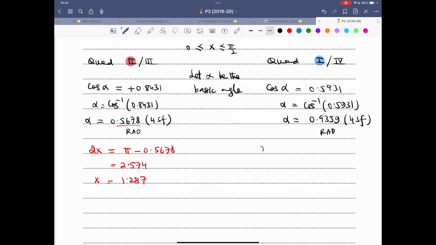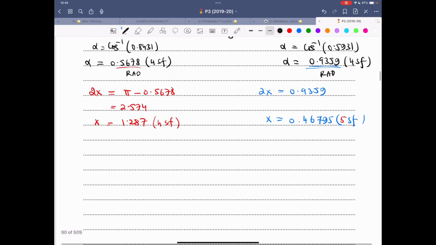Over here, we will write 2x equals, it's in the first quadrant, that is 0.9359. Therefore, x is half of that. I misread this thing, so let me highlight it. Therefore, x is 0.46795. This is more than 4SF, so that doesn't make a difference. Let me write 5SF over here. Even if it's 5, it doesn't make a difference. At least it should be 4.